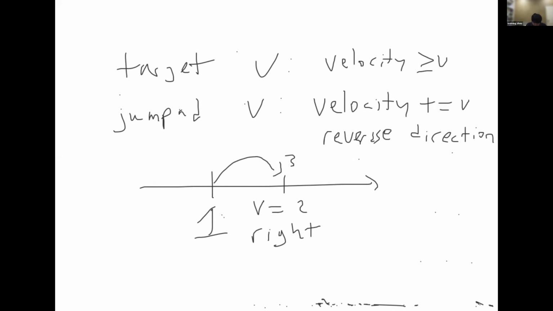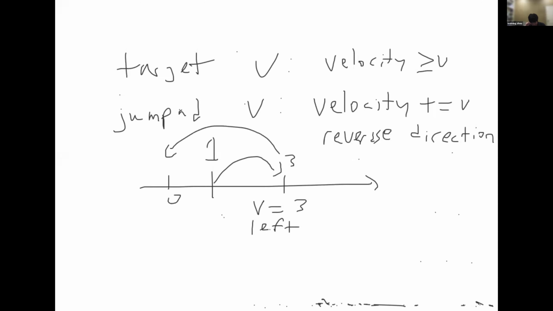And then say at position 3, her velocity somehow changed to be 3, and she also switched directions. And now she is facing to the left. She will now jump to 0, which would be 3 minus 3. So, yeah.